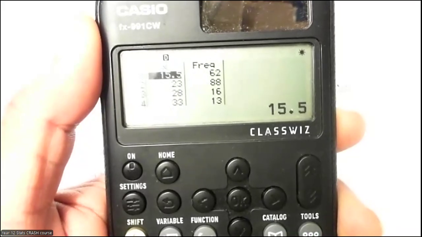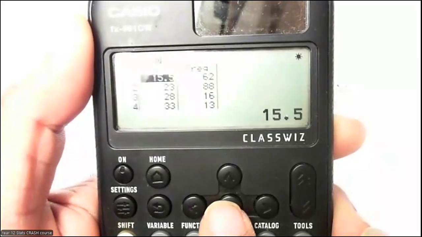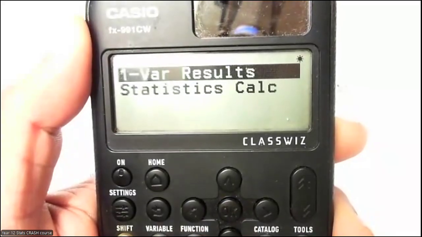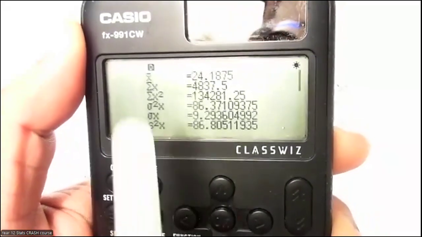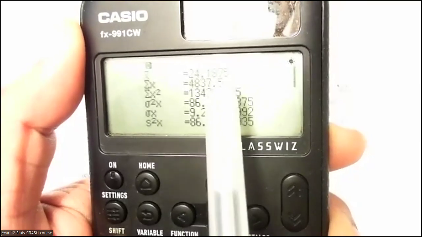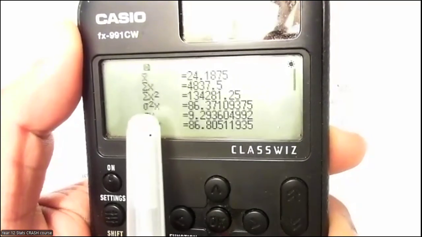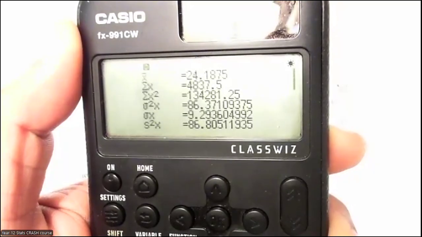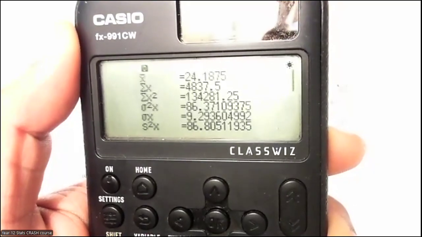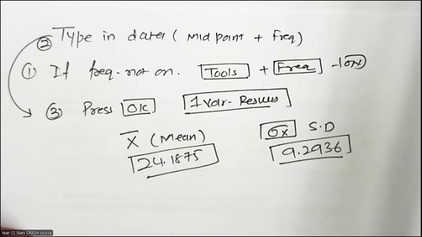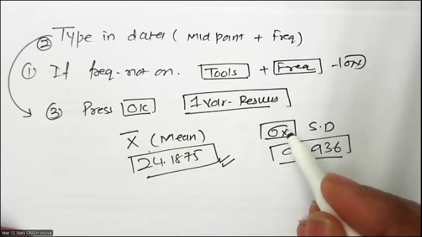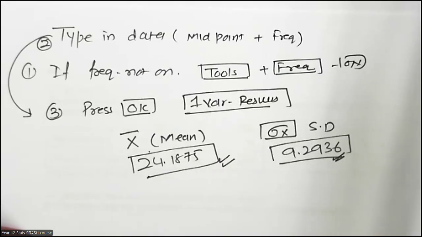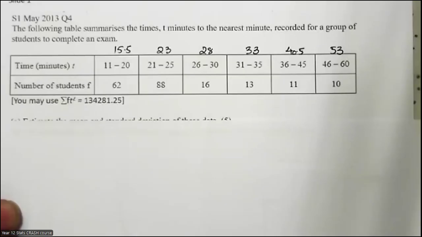So once you put in the data, you press OK, and this gives the one variable results. So execute, and you get the first one, which says x bar is the mean, 24 point something, and then sigma x is the standard deviation, 9.2936. Follow these steps and get these answers, mean and standard deviation, and obviously write them to at least 3 or 4 significant figures. Do not round them too early.